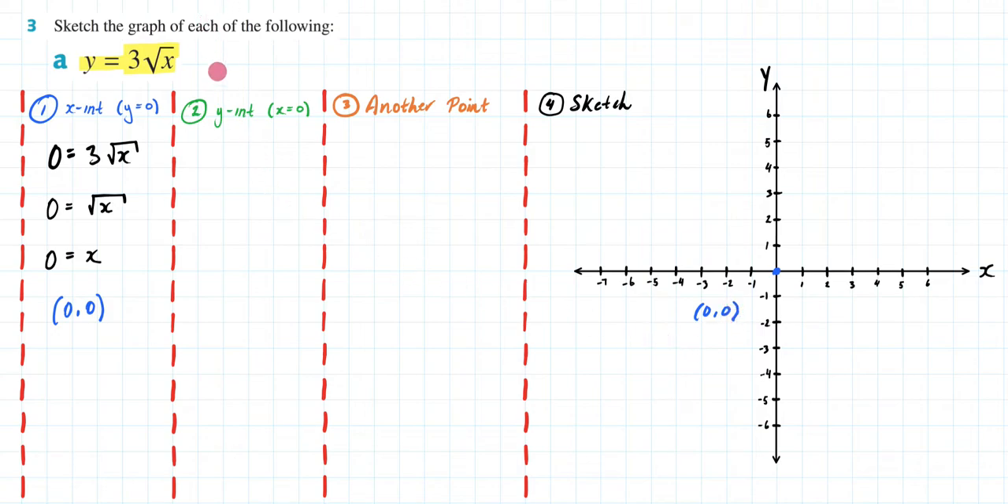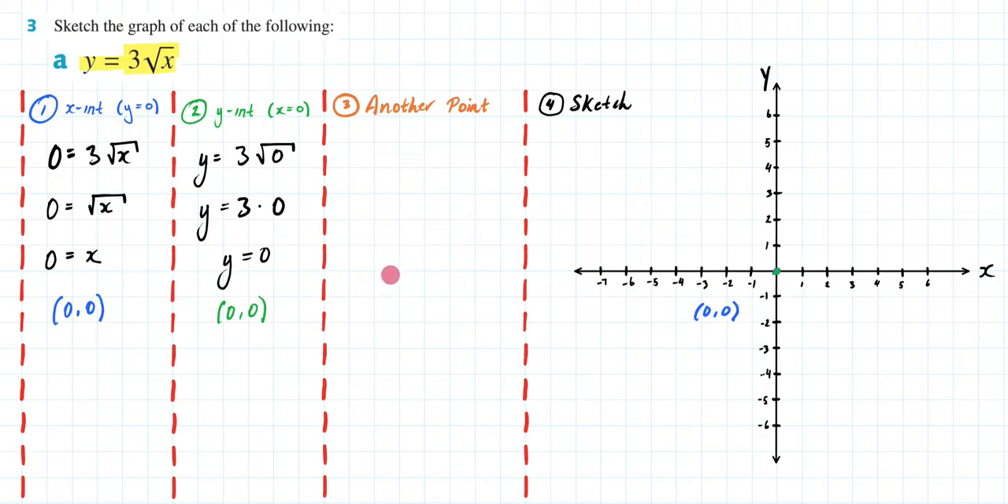Next, I find my y-intercept. I find my y-intercept by letting x equal 0. So I'm going to get y equals 3 square root of x, but x is going to be 0. The square root of 0 is 0. So I'm going to be left with 3 times 0, which is going to be y equals 0, which means that my y-intercept will be (0, 0). So it's going to be here as well.